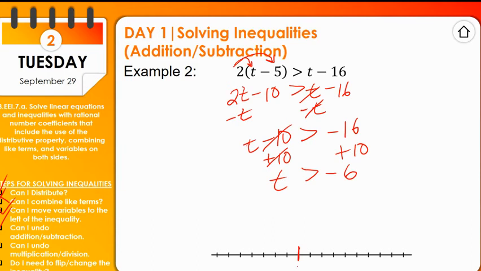On my number line, I start with negative 6, 5, 4, 3, 2, 1. Here I have 0, negative 7, negative 8, negative 9, negative 10, to show that I know that in this direction, my values are getting more positive. In this direction, my values are getting more negative.